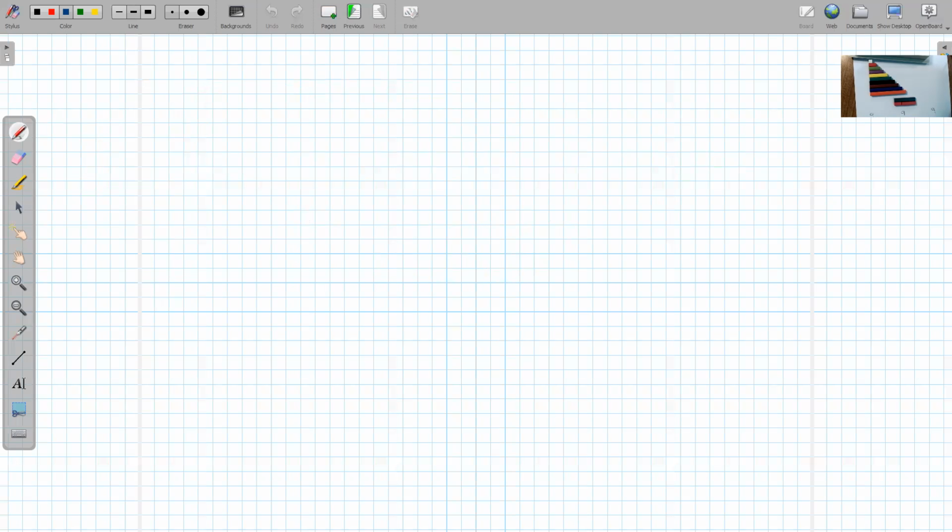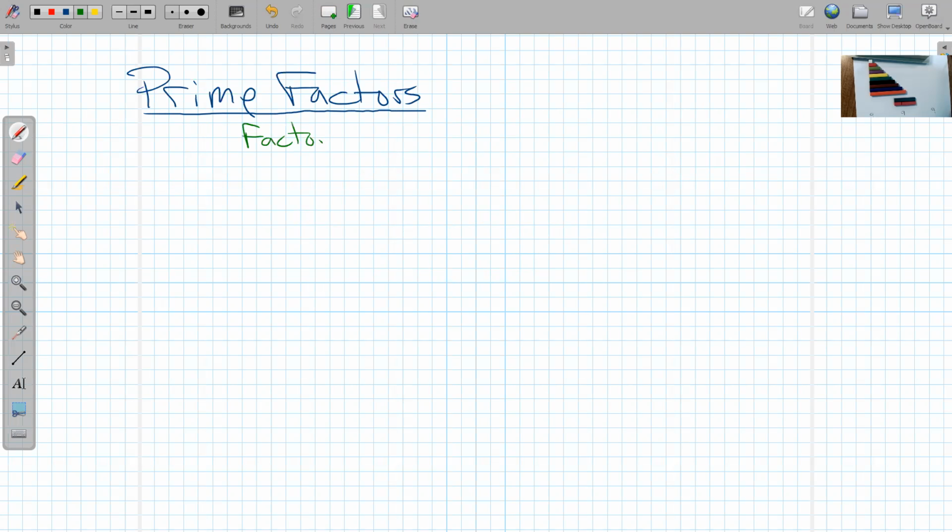More with prime factors. If I want to look for prime factors of a number, the quickest way to do that is with a factor tree. So we'll do it on a few different numbers.